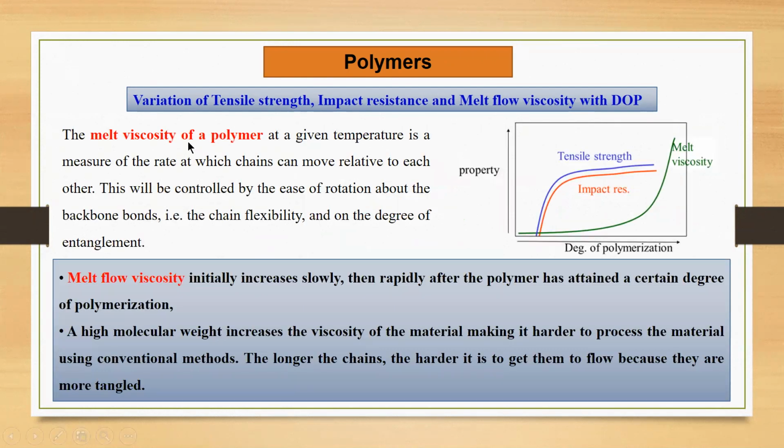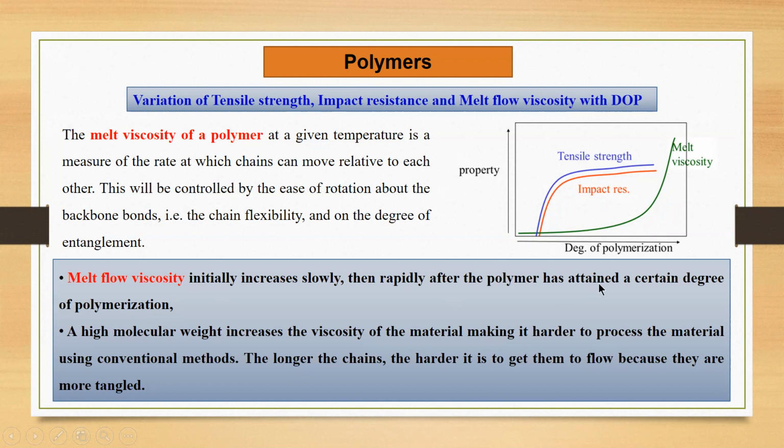Now, what do we mean by melt viscosity of a polymer? The melt viscosity of a polymer at a given temperature is a measure of the rate at which chains can move relative to each other. That is, how much chain flexibility there is, how much the chains can skid over each other. This will be controlled by the ease of rotation about the backbone bonds, that is, how flexible the main backbone chain of the polymer is, as we discussed under chain flexibility, and how much is the degree of entanglement.